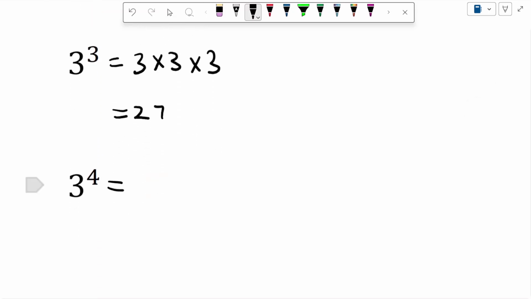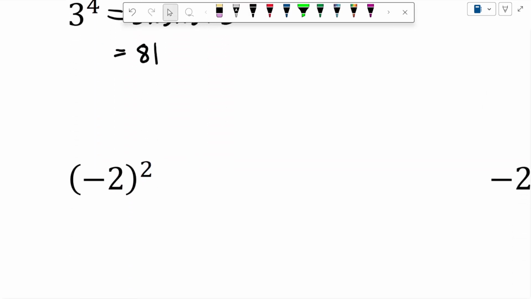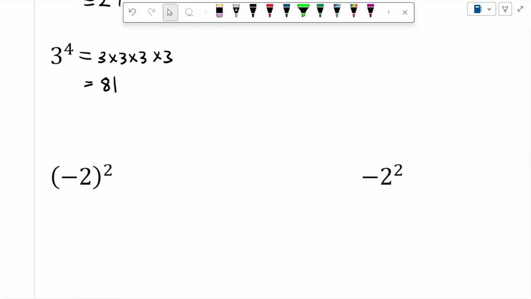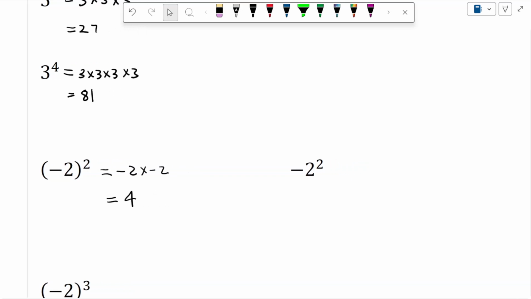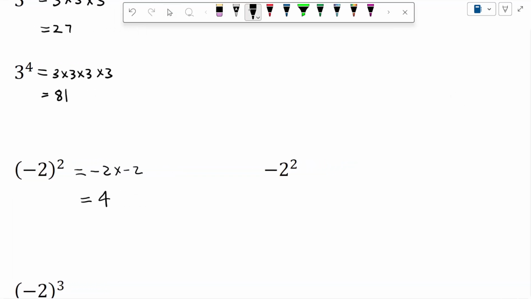3 to the 4, you do it 4 times. 3 times 3 times 3 times 3. If you work that out, you get 81. Okay, now where it gets a bit funky is negative powers. So what this one would mean is minus 2 times minus 2, which is positive 4, because 2 negatives give you a positive. Just be really careful if you get it without the brackets, minus 2 squared.